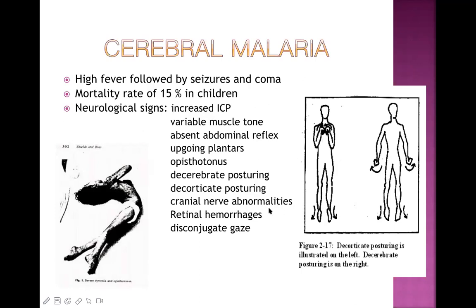Now, along with them, cranial nerve abnormalities may be there. Any of the cranial nerves can be affected. There may be involvement of the retina, which results in retinal hemorrhage, and there is disconjugate gaze as a result of involvement of the extraocular muscles. Again, those extraocular muscles are involved because of damage to the third, fourth, and sixth cranial nerves.